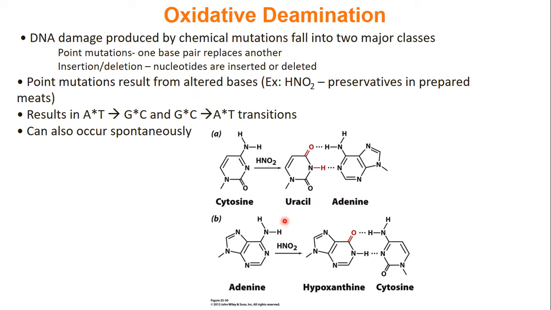So what we're looking at here is HNO2. This is a preservative that's found in prepared meats. And what HNO2 can do for cytosine is that it can knock off this NH2, a deamination. When this NH2 is knocked off, it can be replaced with a C double bond O. This cytosine is now a uracil. And if this was not corrected, uracil would hydrogen bond pair with adenine. So your CG would become a UA.